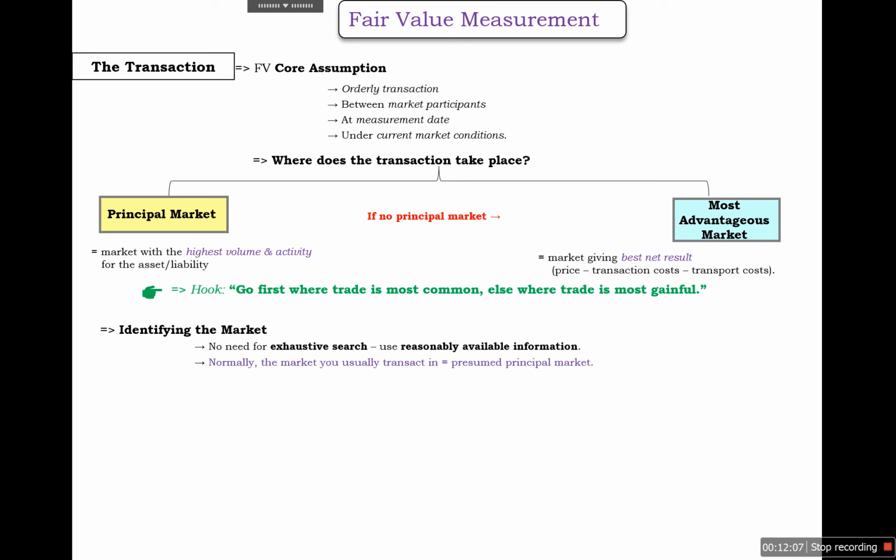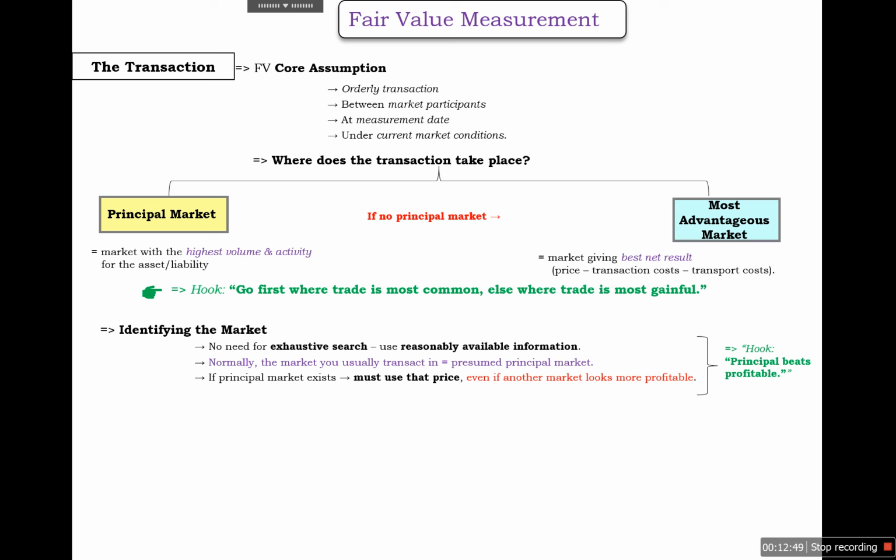Suppose I am selling assets in the Noida market, and most of the assets I am selling in the Noida market. So it will be the principal market for me because it has the highest volume of activity. So if the principal market exists, we must use the price that is available in the principal market, although the other market, the most advantageous market, is more profitable. So we are not going to look at the most advantageous market if the principal market is there, although the price is lesser. So the hook is that principal beats the profitable.